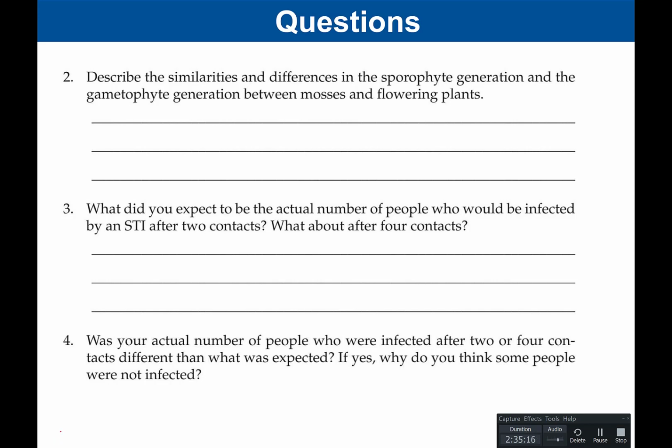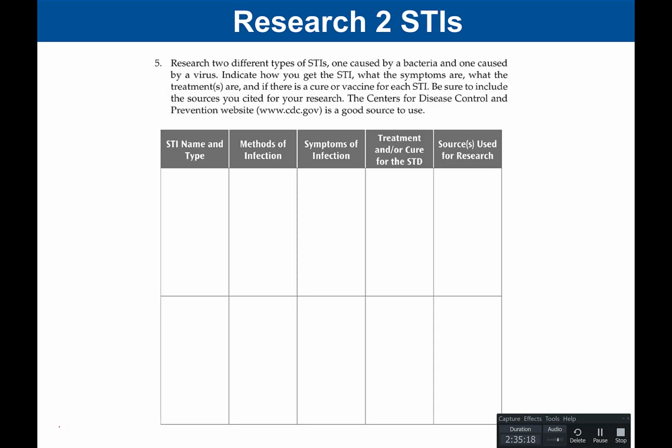And then the last question is to research 2 sexually transmitted infections. Make sure that one is caused by bacteria and one is caused by a virus. So again, make sure one is a bacteria, one is a virus. And so the first column for this says STI name, so the name of the disease, and then the type is referring to if it's the bacterial one or the viral one. You want to indicate how you get the STI, the sexually transmitted infection.